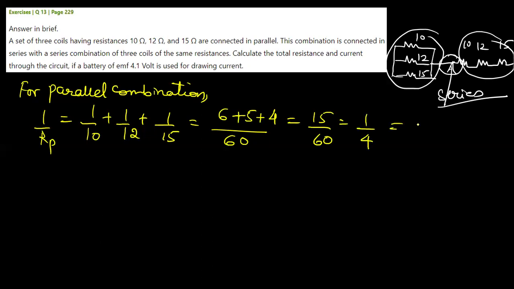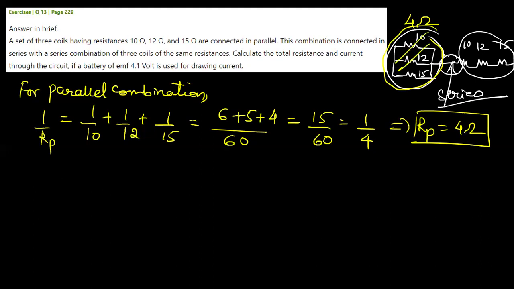So therefore, how much is Rp? Rp is 4 ohm. Rp means the parallel combination. It means the answer for this combination is 4 ohm. Even if I remove this combination, instead of this combination, now I apply a 4 ohm resistor.